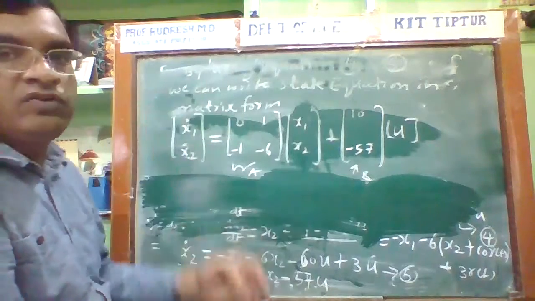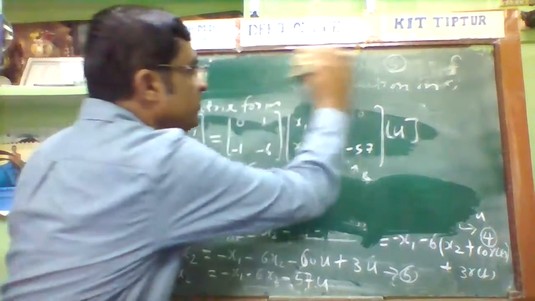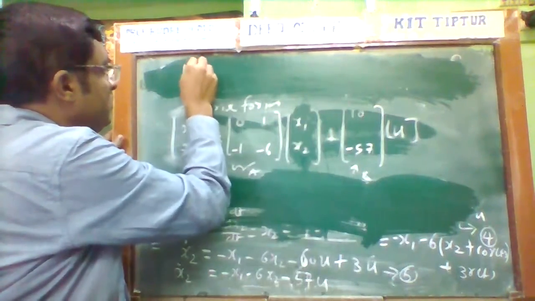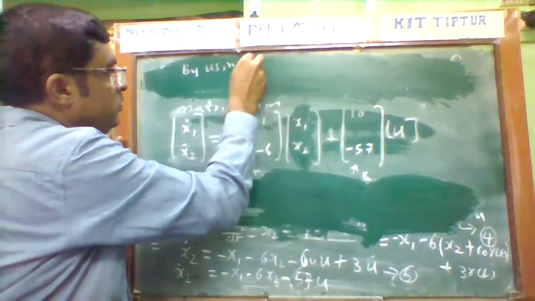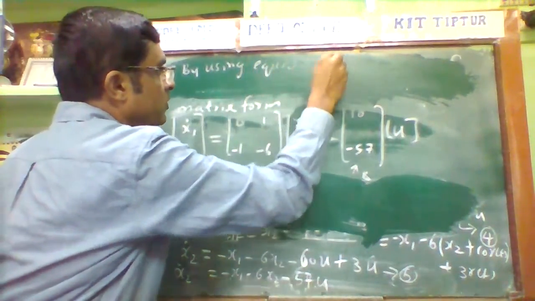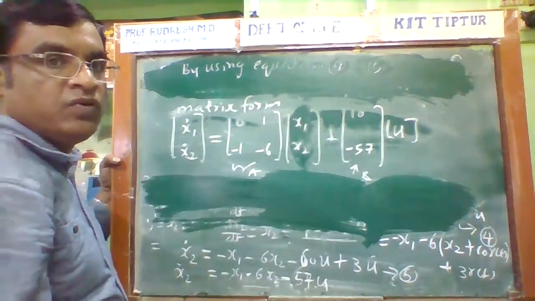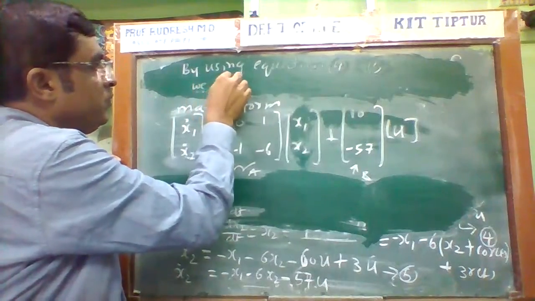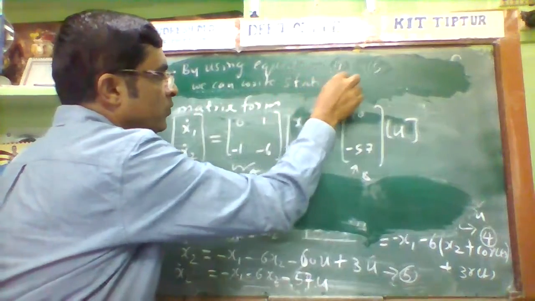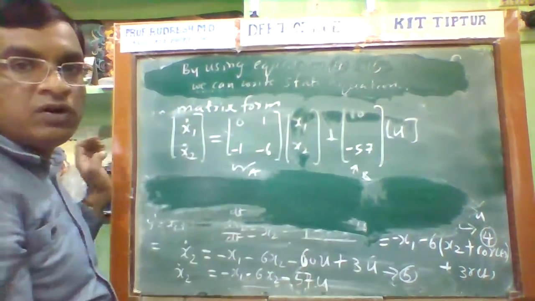Now by using equation 4 and 5, we can write the output equation. Using equation 4 and 5, we can write the state equation in matrix form.